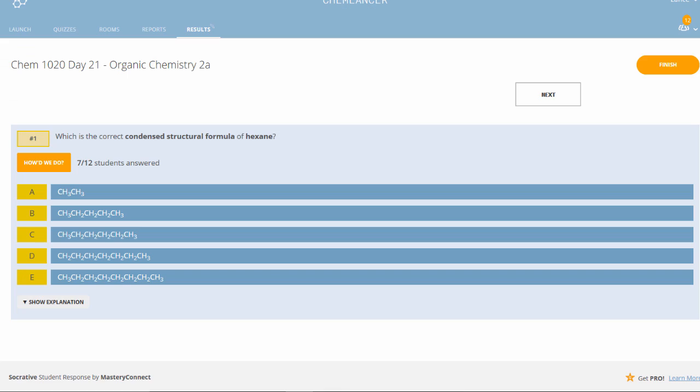I do have three back-to-back questions here that I'd like to ask you. The first one is up here. What is the correct condensed structural formula for hexane?